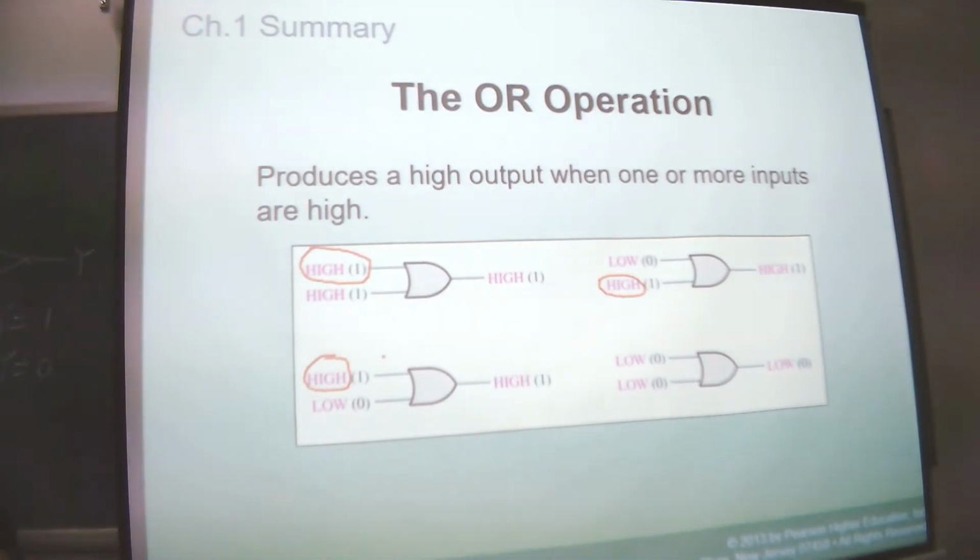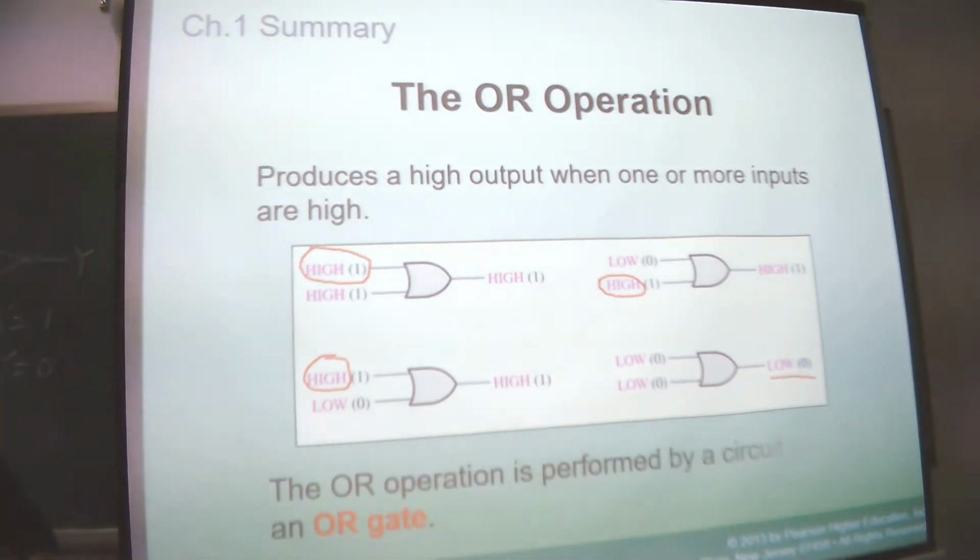If one or more inputs are high, then the output is high. Otherwise, the output is low. And the OR operation is performed by a circuit called an OR gate. So the inverter, AND gate, and OR gate are three different circuits.